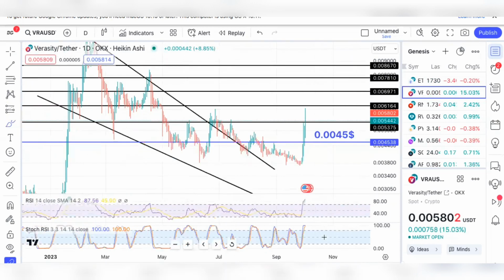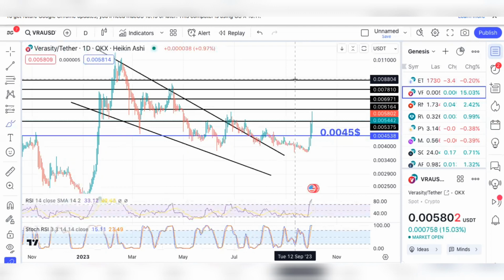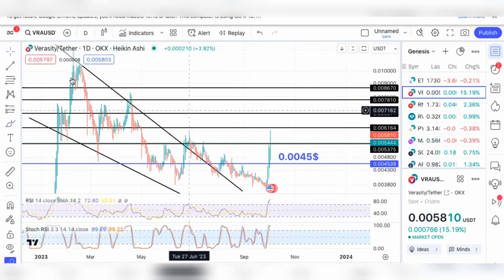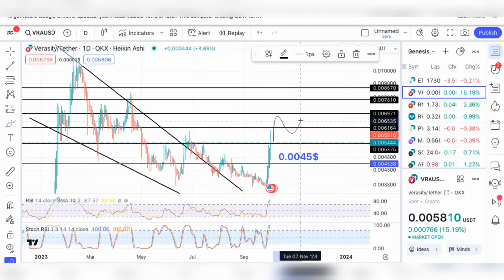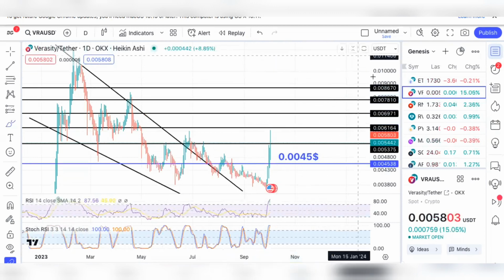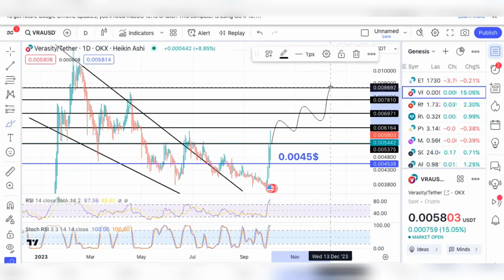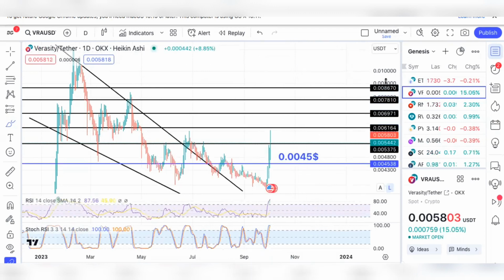A lot of resistance in the short term up till around 0.008 and even 1 cent. There is a lot of resistance, and I don't see any reason why these resistances can't get broken if it keeps trending higher. Even if it doesn't, these are great ranges to trade if you are looking to trade VRA.